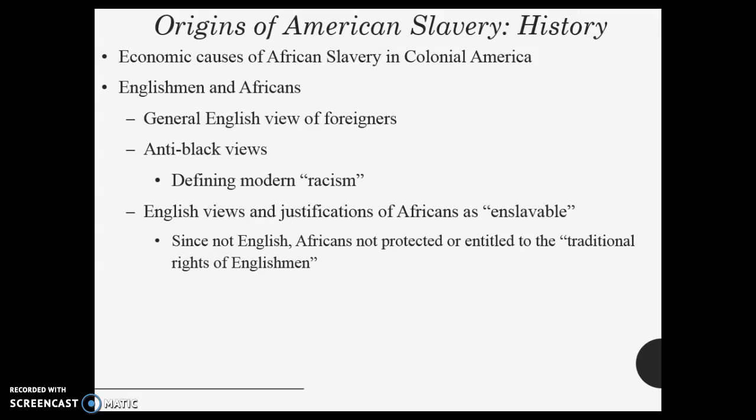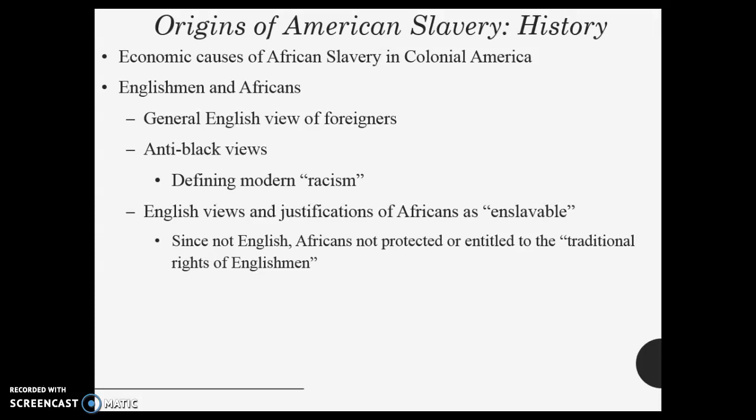English and Africans. Generally the English see themselves as better than just about everybody else. That was their view of foreigners. They had anti-black views, but it's not full-on racism as we would understand it today. It was more the idea that they saw Africa, the countries and peoples within the African continent, as lesser. Modern racism, where it's about skin color, will come later. This is the start of it, but they didn't automatically have the beliefs we have today.